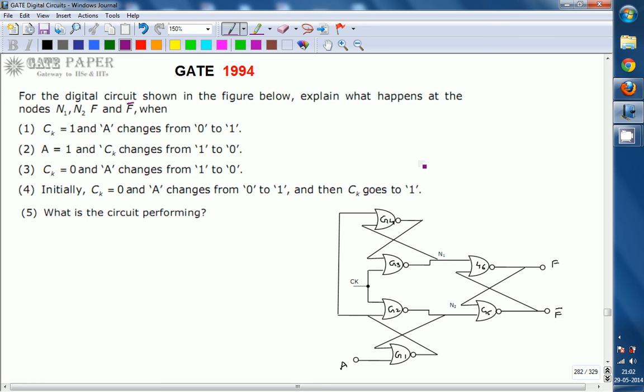There are 5 sub-bits given, so you must go for each and every one separately. We are going to explain the operation at each and every step with respect to clock and A. If you look at this circuit, it consists of all NOR gates. So G1, G2, G3, G4 are NOR gates.